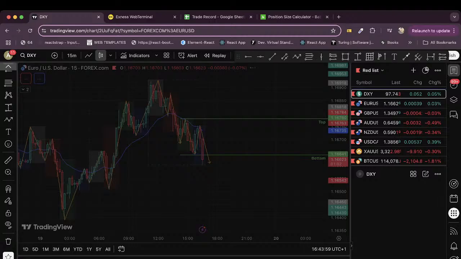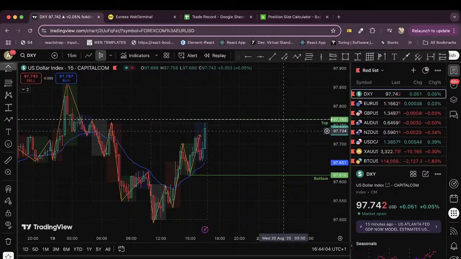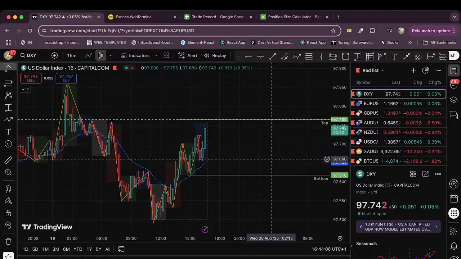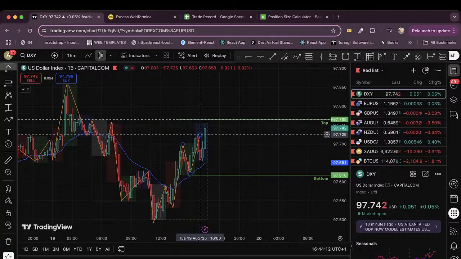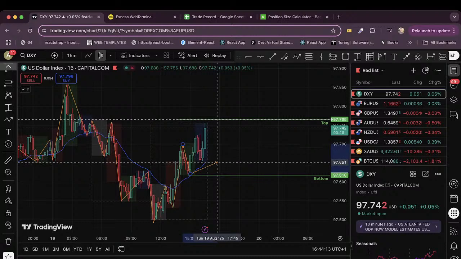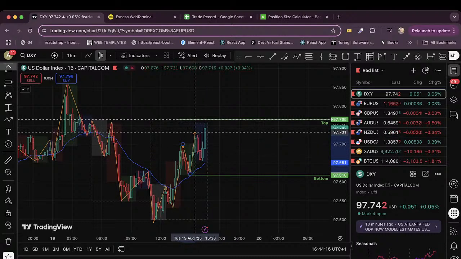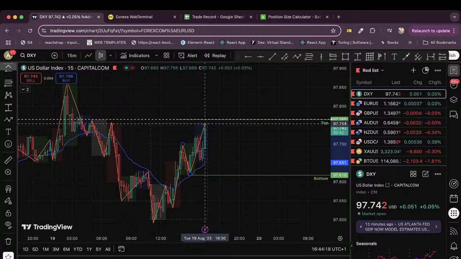They shouldn't be delaying the move. We've had a very reasonable trend here on DXY. You can see that, and we've been following that for only God knows how many hours now.